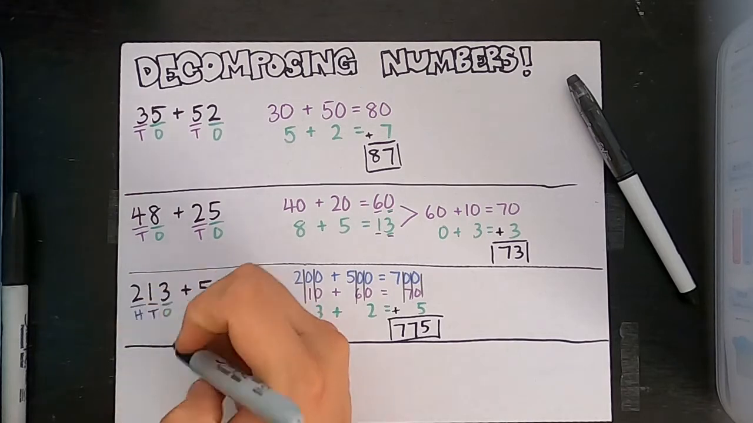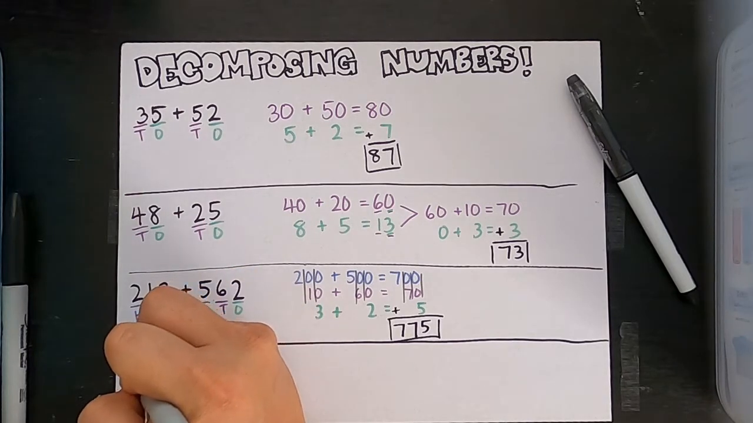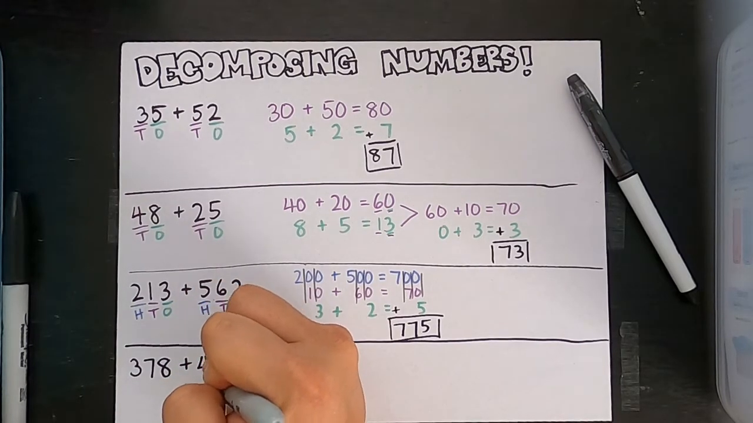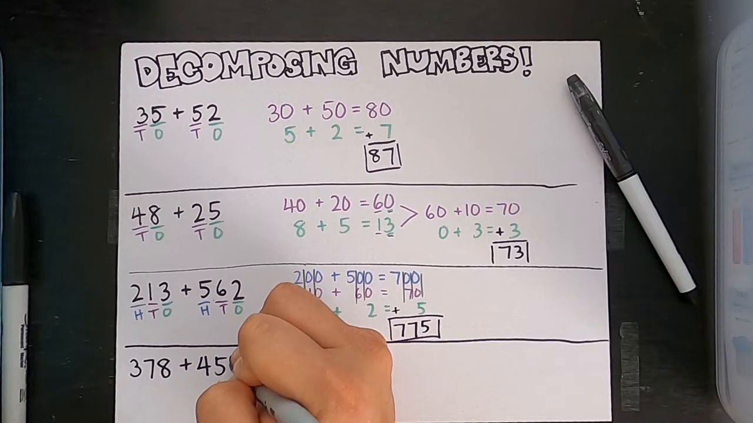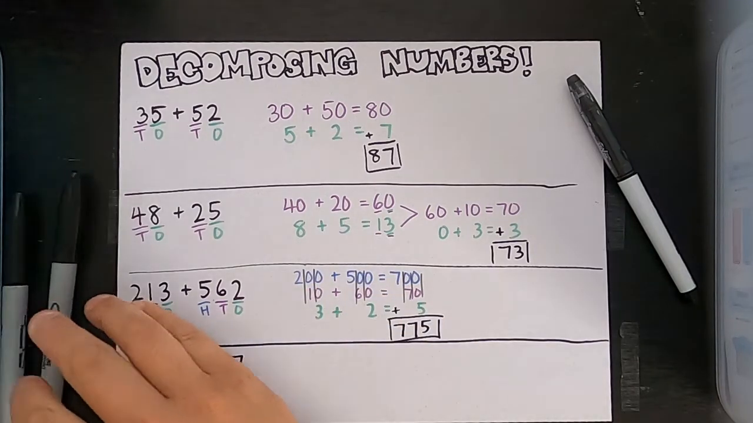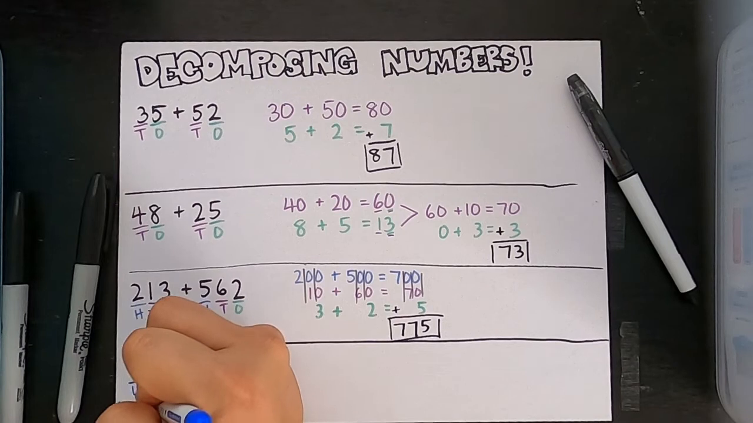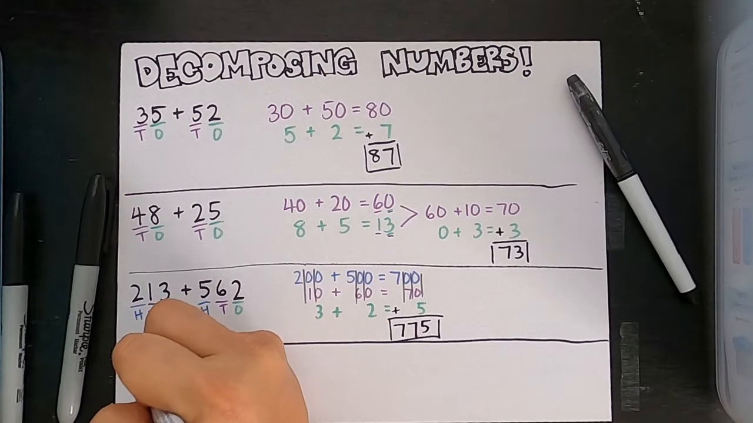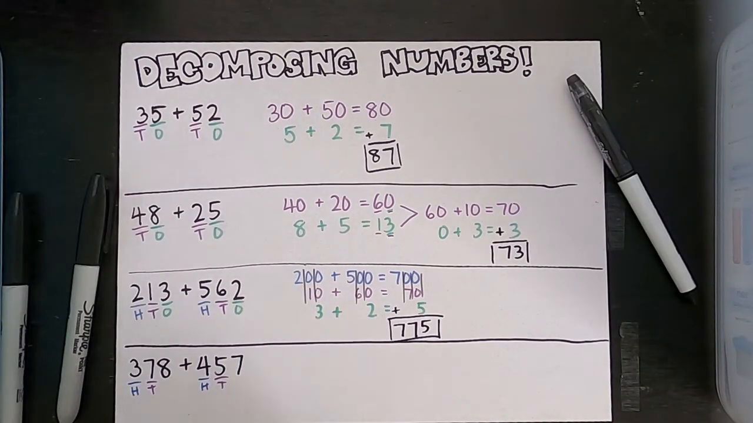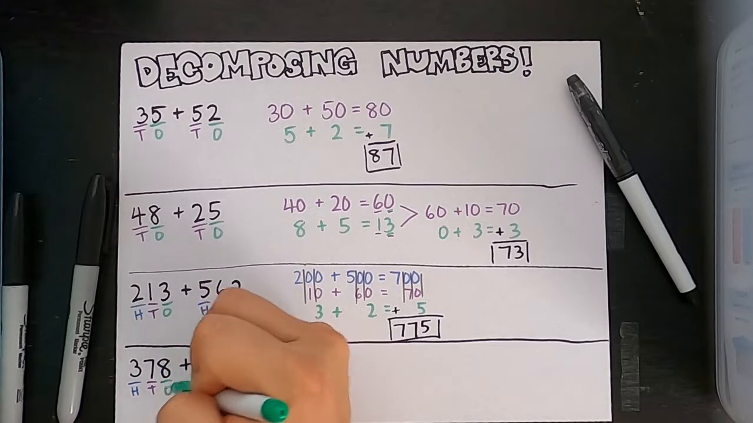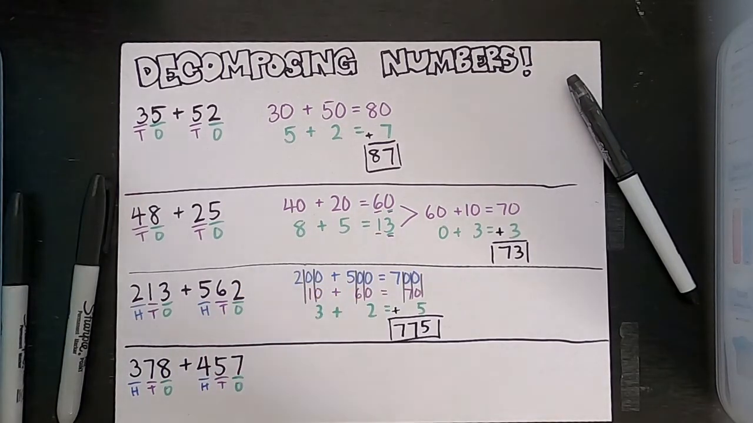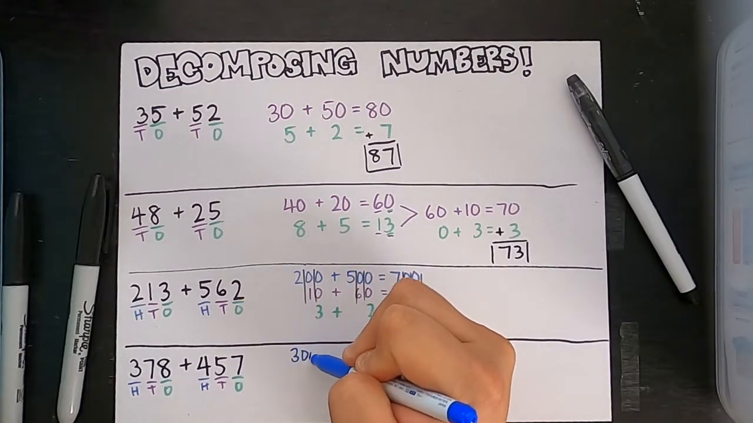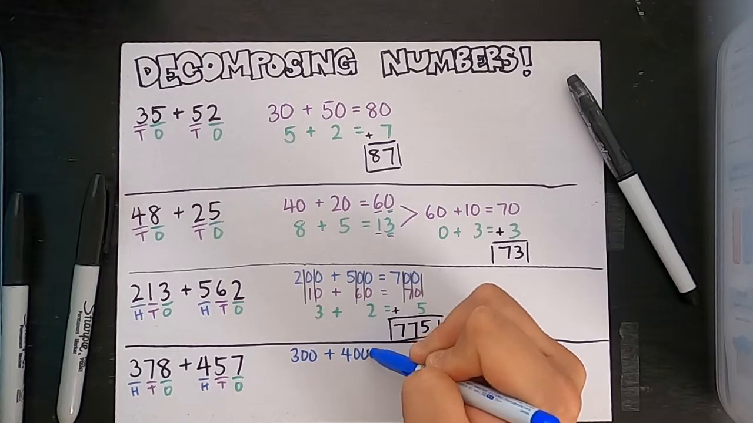Okay, now let's get tricky with it. Let's try 378. I know those numbers, you gotta regroup. Plus 457. Okay, those are not easy numbers in the slightest. Hundreds, label those place values. Tens, label those place values. Ones, and guess what? Label those place values. Okay, let's start with the hundreds first. I have 300s plus 400s.